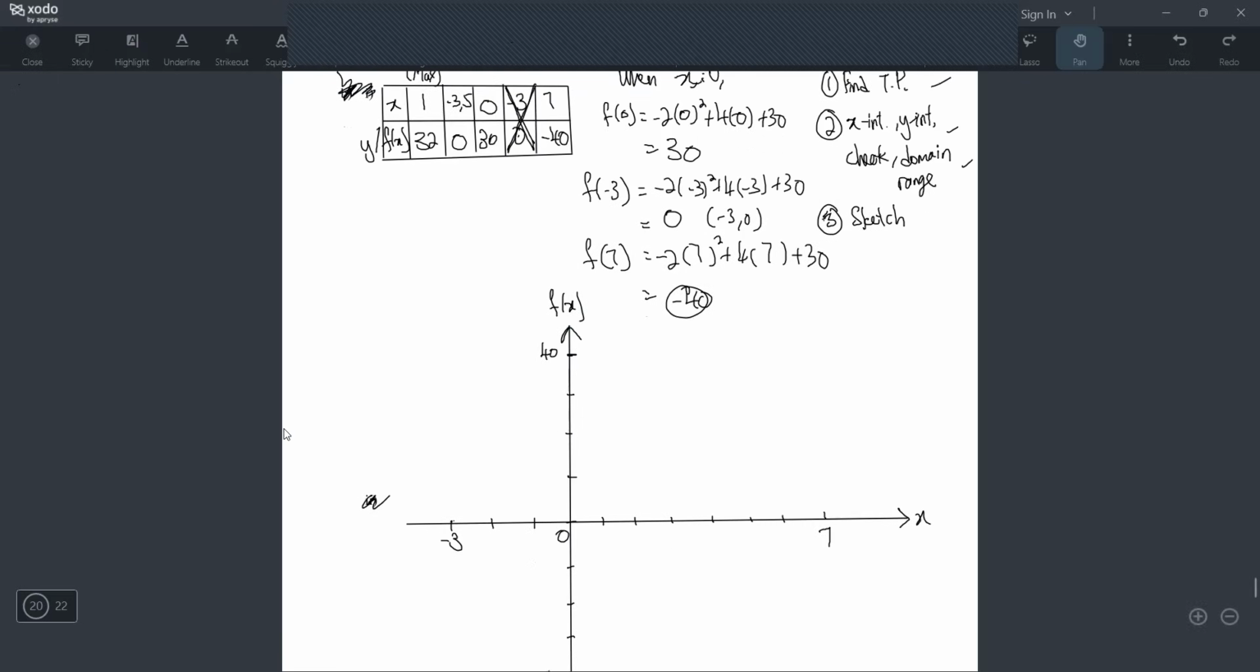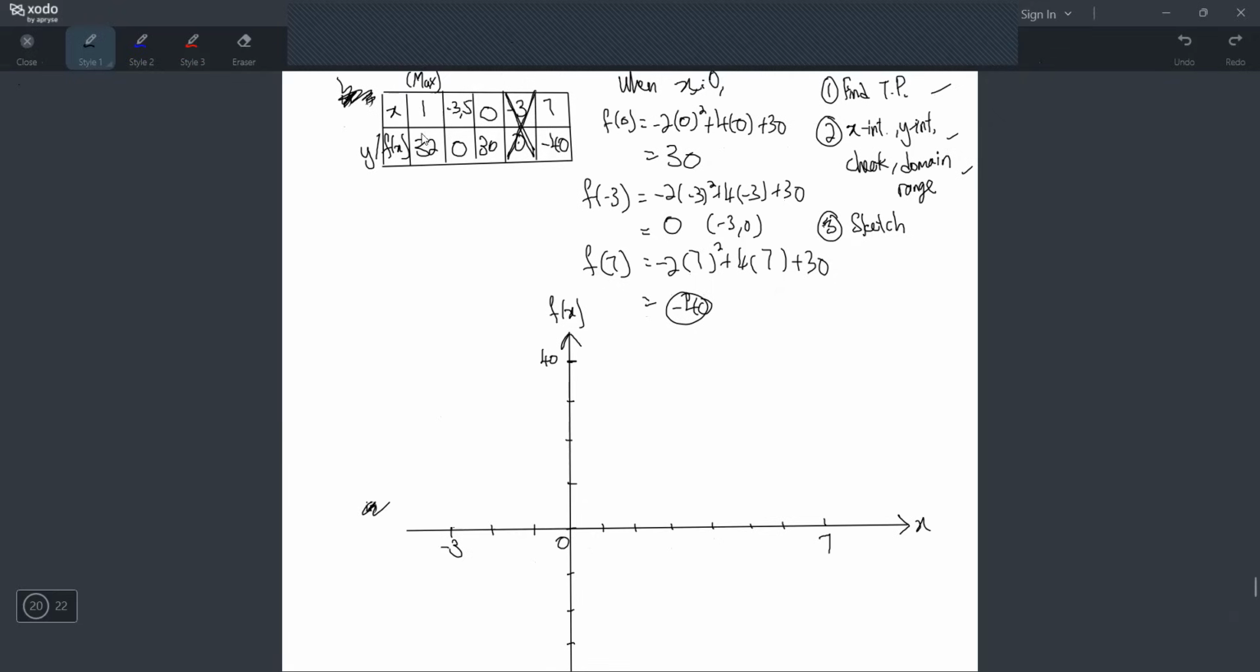Okay, now we can plot the points. The first point is (1, 32). So 1 is here. 32. This one is 30, so 32 is more or less here. So this is the point, right? Let's label also (1, 32). And this is the maximum point, by the way. The next point is the x-intercept, (-3, 0) and (5, 0). -3 is just here. 5 is here. Okay, done. Next one is (0, 30). That's the y-intercept. So (0, 30), this one is the y-intercept.